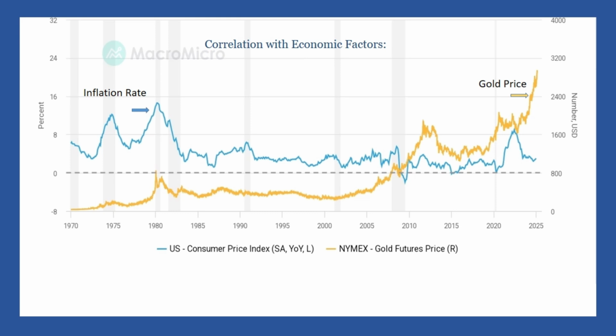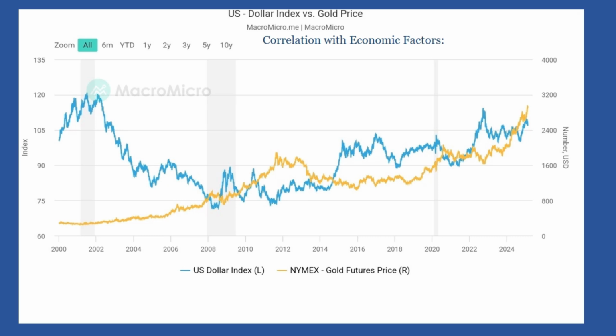Strong correlation with economic factors. Gold prices are significantly influenced by economic indicators, such as inflation rates, interest rates, and currency strength, especially the US dollar. For example, when inflation rises, investors often flock to gold as a hedge, driving prices up. Similarly, lower interest rates tend to weaken the dollar, making gold more attractive to international buyers.